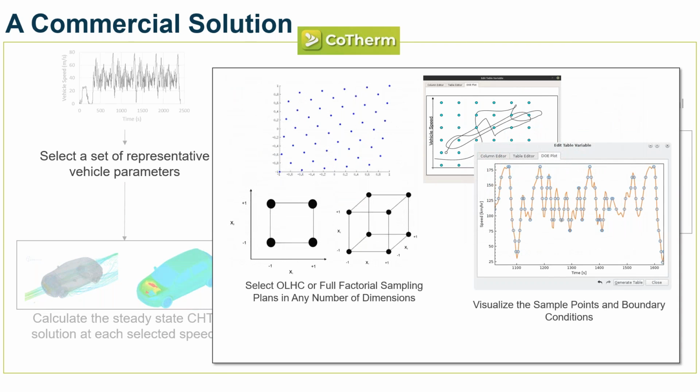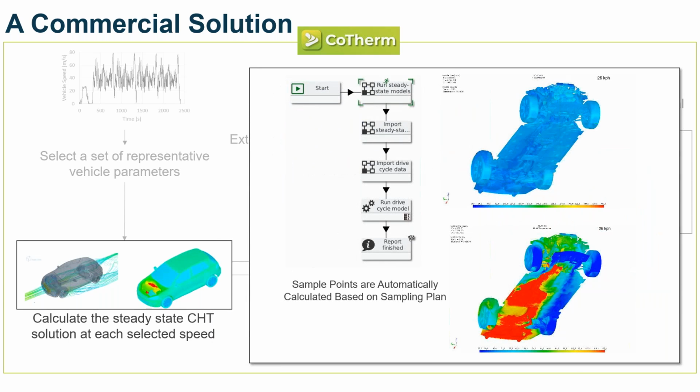From here, we'll help you select the representative vehicle states, either using an optimal Latin hypercube or full factorial sampling, and this can be supported in any number of dimensions. From there, you can even visualize how those sample points interact with your boundary conditions to make sure that you've selected enough sample points and that those sample points cover the entire range of vehicle operating conditions for all the test cycles you're interested in simulating. Using that data, Cotherm will then automatically calculate all the conjugate heat transfer solutions needed in order to characterize the convective boundary conditions.